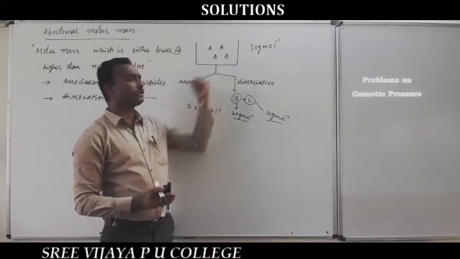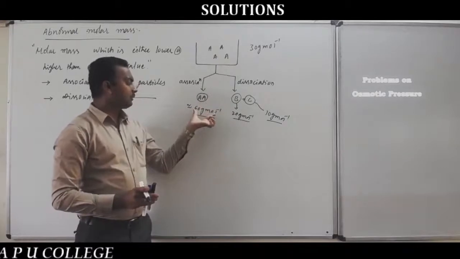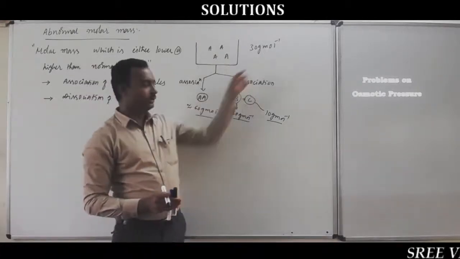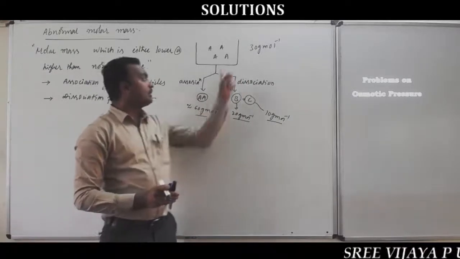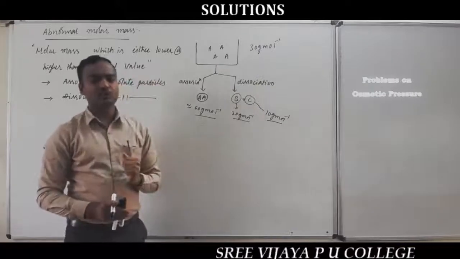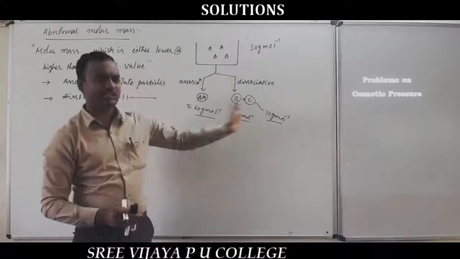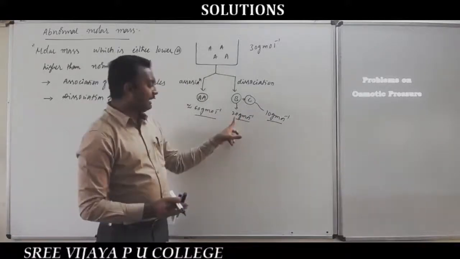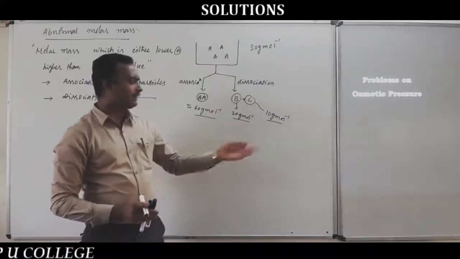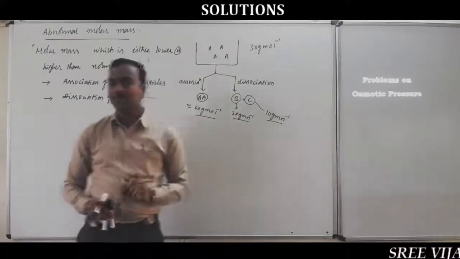After association of the solute particles, what happens? Particles combine together to form a single particle. So 60 gram per mole approximately, which is higher than the normal value. Therefore, this is the abnormal molar mass. Again, after dissociation, we get two particles. A can dissociate into two particles, each having 20 gram per mole or 10 gram per mole, just for explanation. Each particle's molar mass is less than 30, 20 is less than 30, 10 is less than 30. So again, this is taken as an abnormal molar mass.